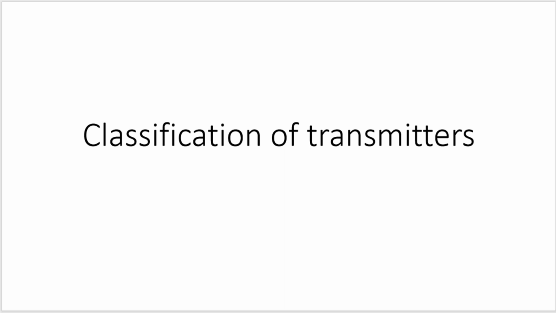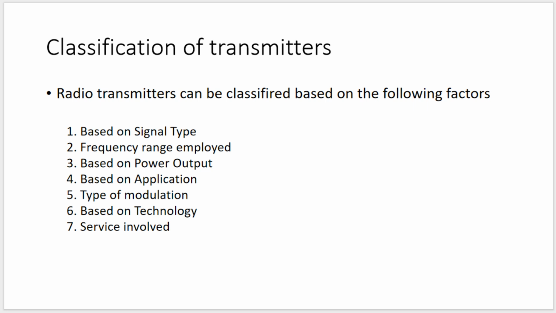Transmitters are devices that generate and send signals over various media such as air, cable, or space, typically for communication purposes. They are classified based on several criteria, including the type of signal they transmit, their frequency range, power output, application, and modulation technique. We will go into detail for each item. So here is the classification of transmitters.